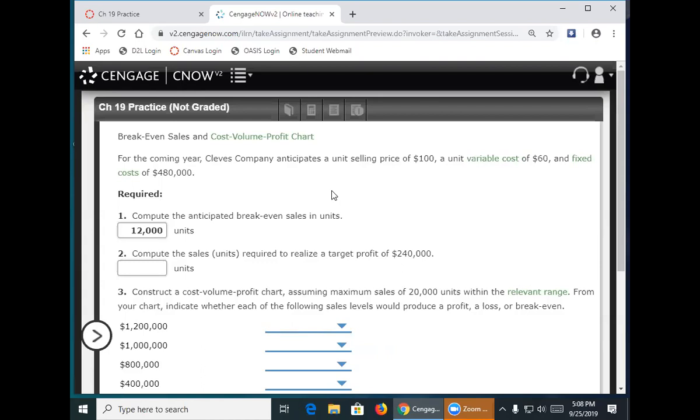And then again, we're doing target sales here. So we would take, to compute the sales in units required to realize target profit, 480,000 plus 240,000 divided by 40. Okay, so 480,000 plus 240,000, and then divided by that same $40 contribution margin.